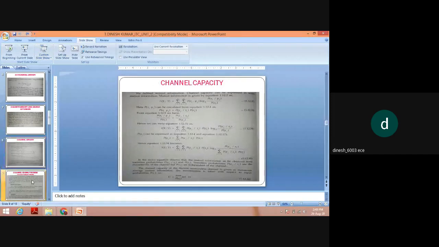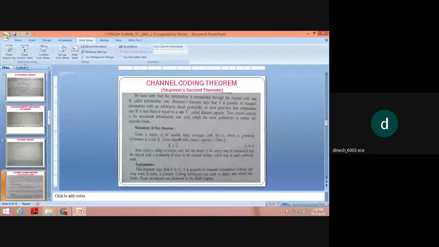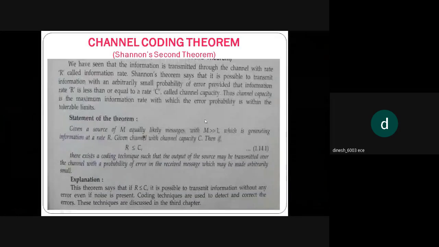Here is channel capacity. Next is the channel coding theorem. It is an important coding theorem which we are going to use. In unit 1 we had seen Shannon's first theorem.